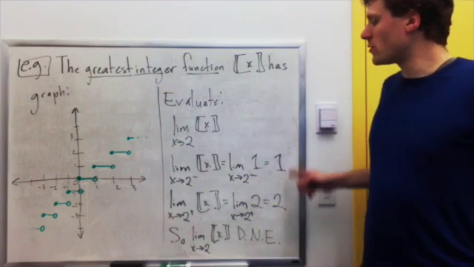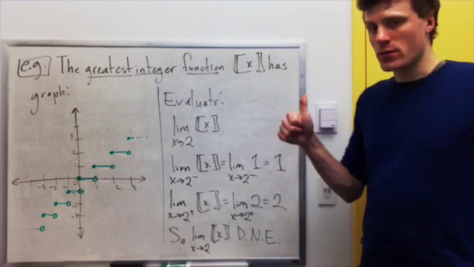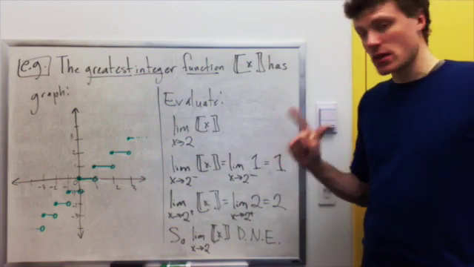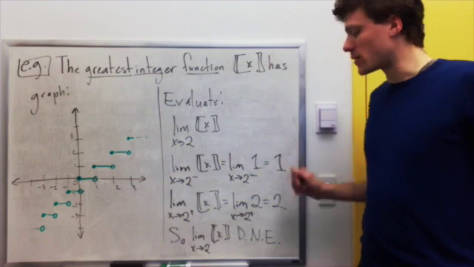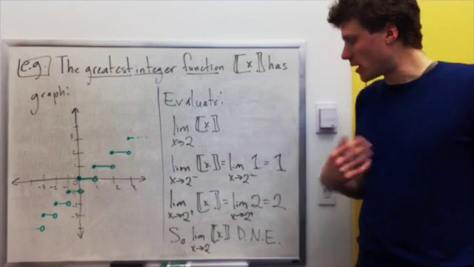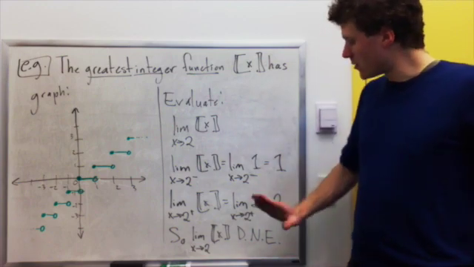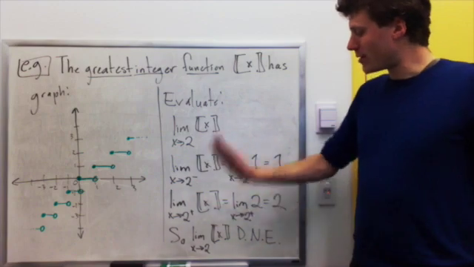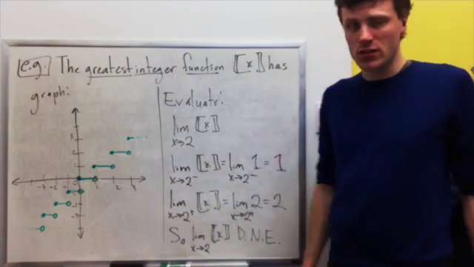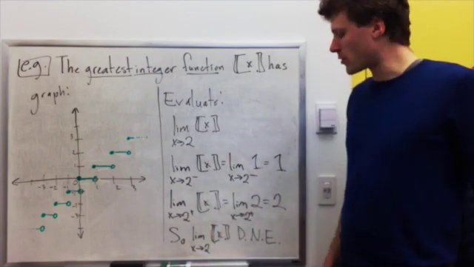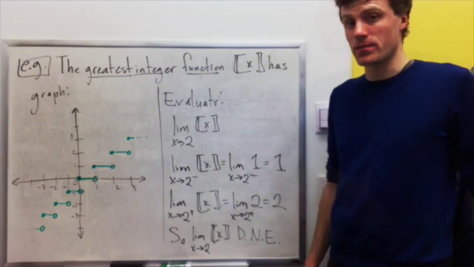So the one-sided limits both exist, but one of them is 1, and the other of them is 2. Those are not the same number. If they're the same number, I'm out of a job, probably. So, no. Great. They're not the same. The limit as x approaches 2 of the greatest integer function simply does not exist.